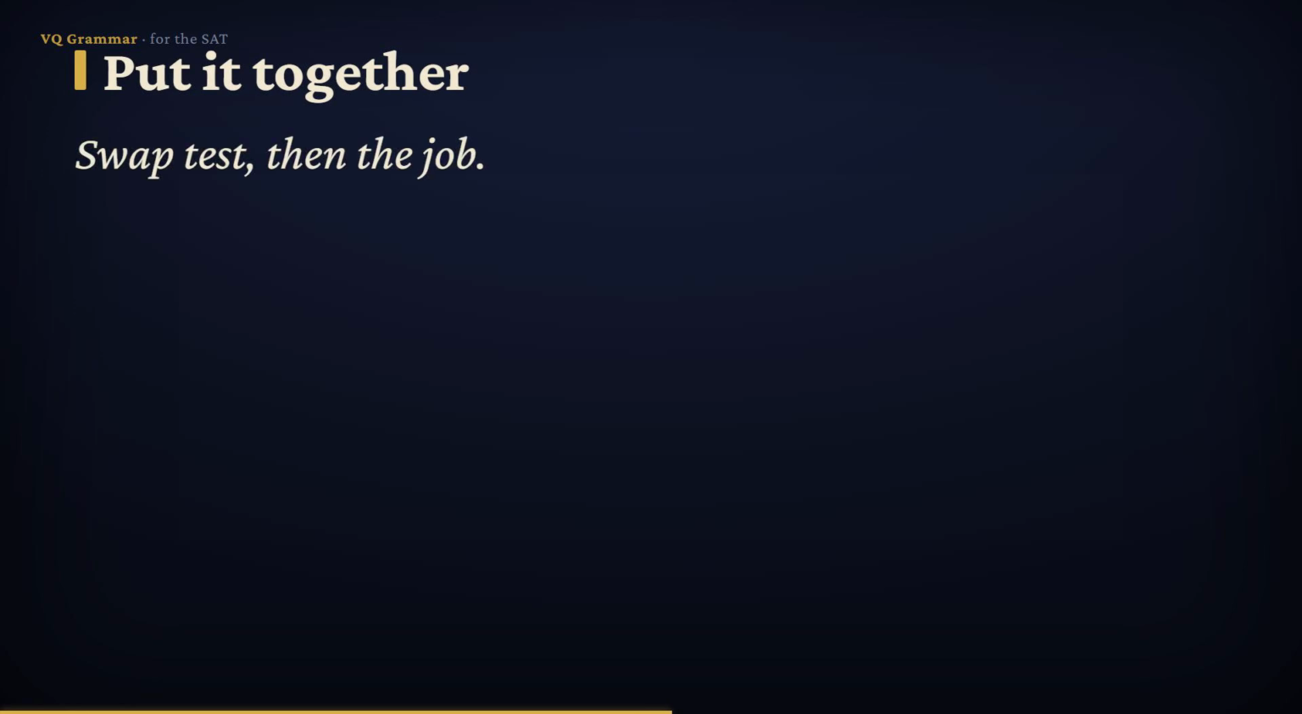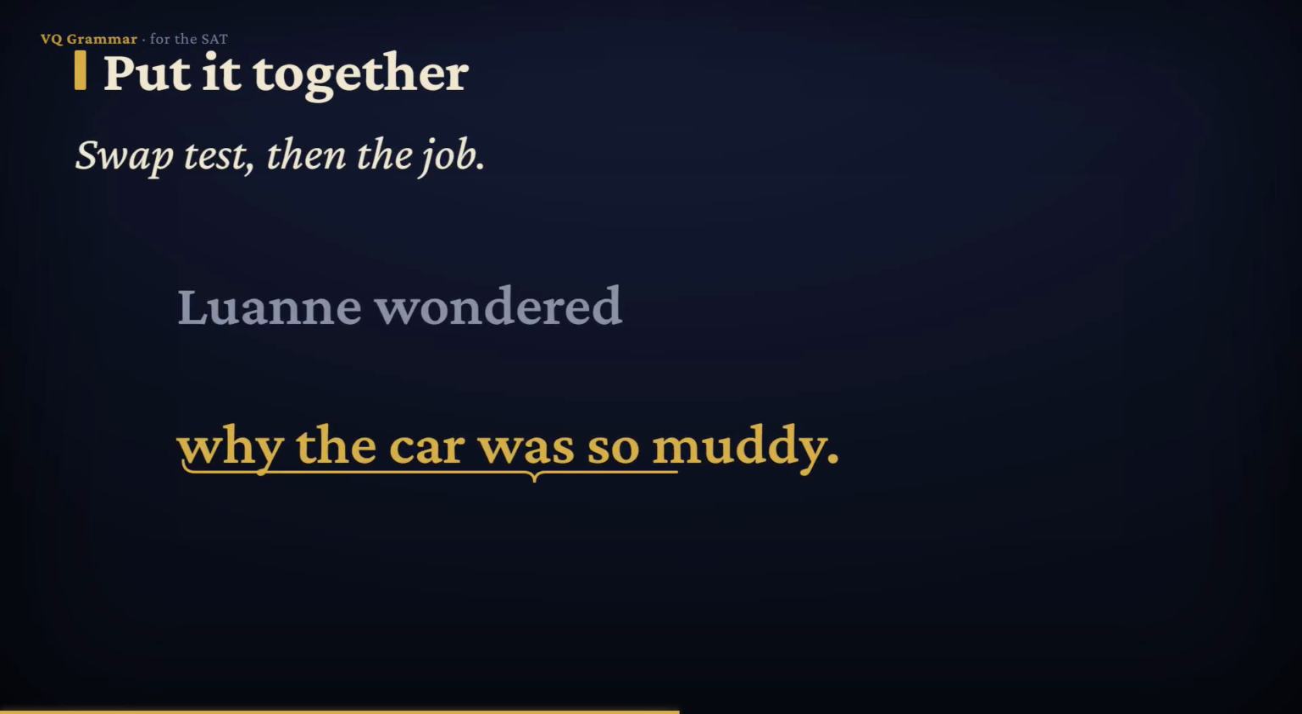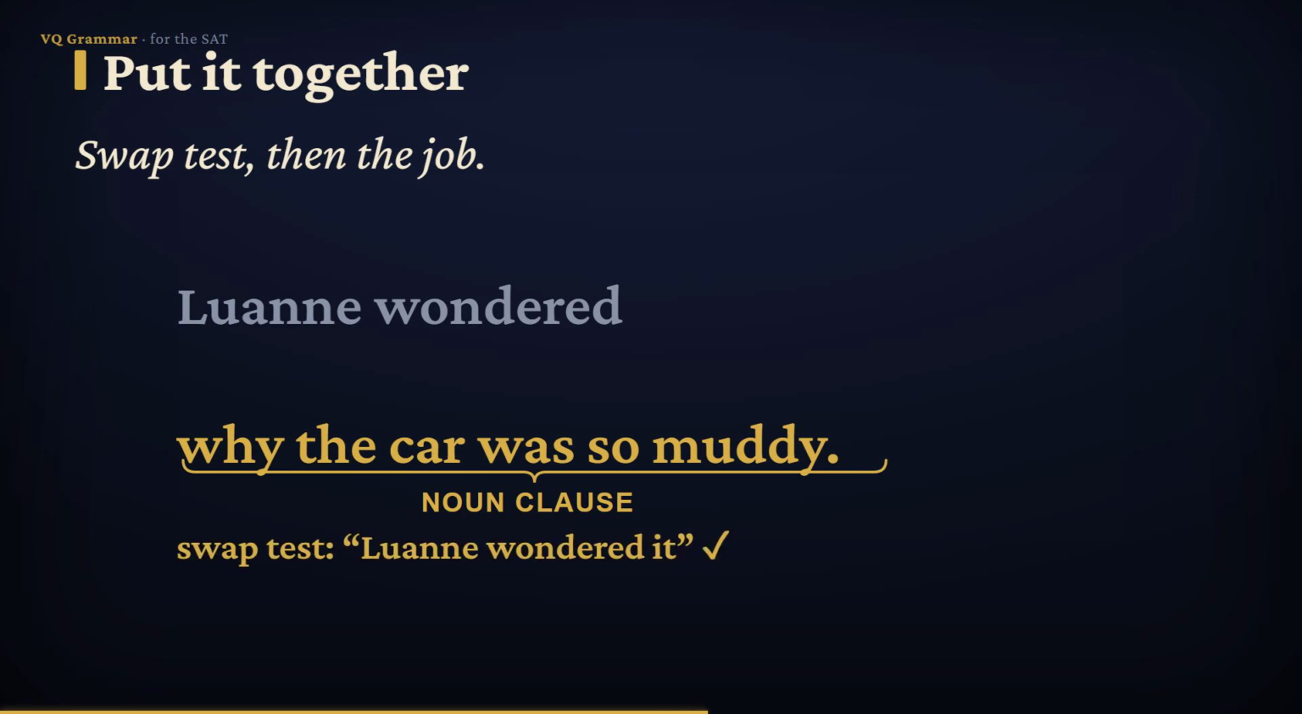Let's put it together. Luann wondered why the car was so muddy. The clause, why the car was so muddy, try the swap. Luann wondered it. That works, so it's a noun clause. What job is it doing? It's the direct object of wondered. It's what she wondered. Noun clause, direct object, identified.